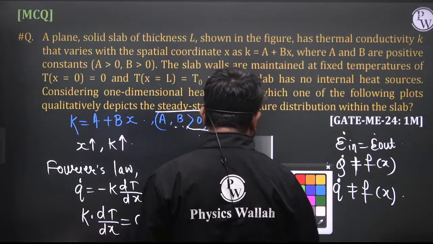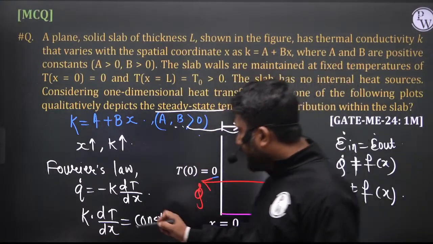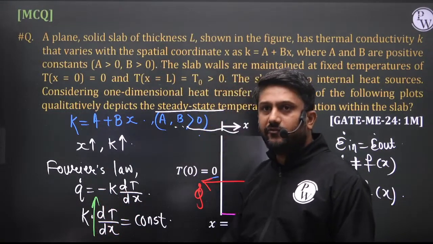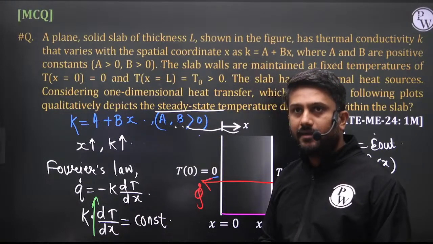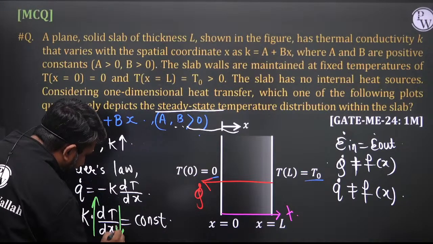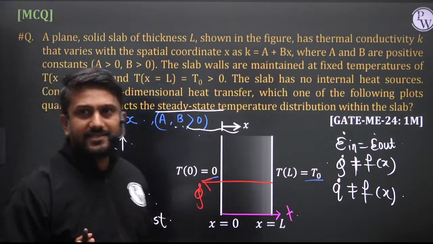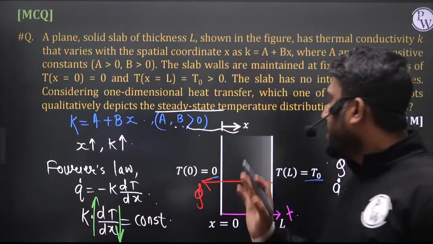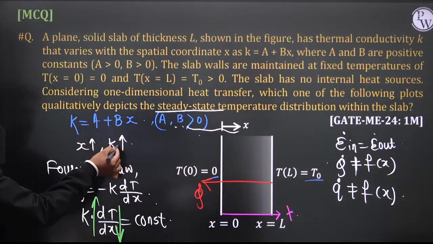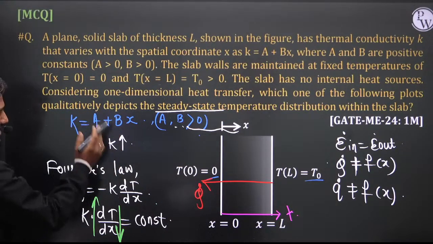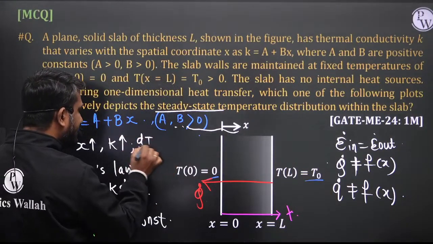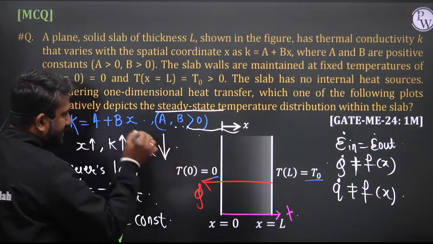Now, if k increases, then what about dT by dx? Because the product of k and dT by dx is constant, if one increases, automatically the other decreases. So if k increases, then dT by dx decreases. I hope you can understand this. Now, moving in the x direction, thermal conductivity increases because A and B are positive. So as x increases, k increases, and dT by dx decreases.